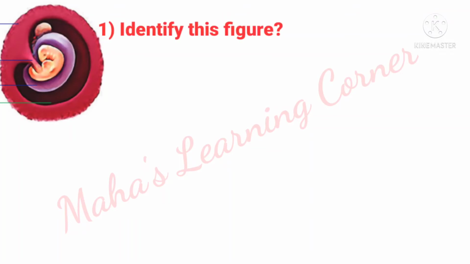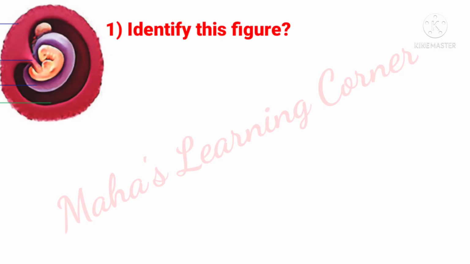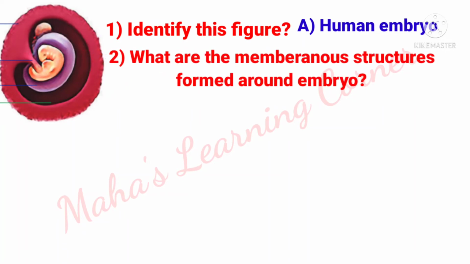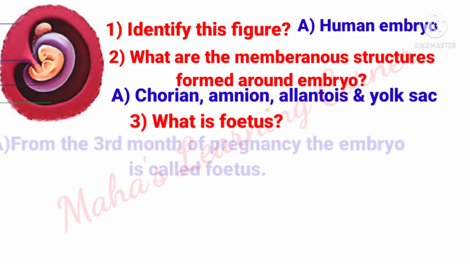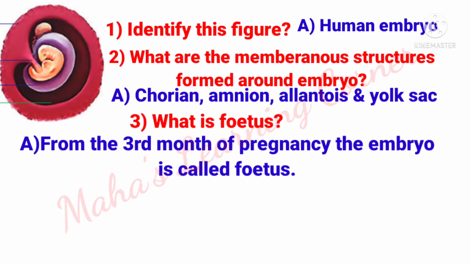Next, identify this figure. Correct answer, human embryo. Next one, what are the membranous structures formed around the embryo? Correct answer, chorion, amnion, allantois, yolk sac. Next, what is fetus? From the 3rd month of pregnancy, the embryo is called fetus.